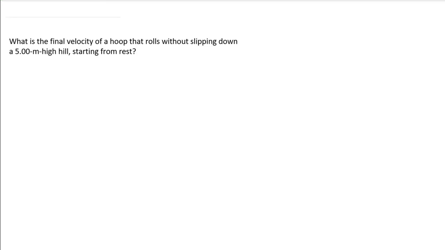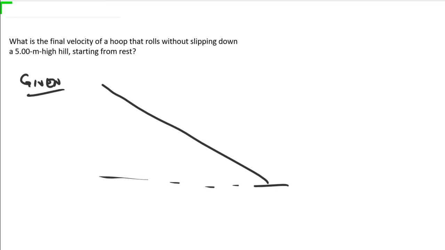So basically, what we have given to us here is that there's a hill here, and the height of this hill is 5 meters. And there's a hoop up here, a thin-walled hollow cylinder, we can call it, and it rolls down, and then it gets down over here, and we want to know how fast it's traveling, like its linear velocity, when it gets down to the bottom. What is the final velocity here, assuming that it starts out at rest up here?